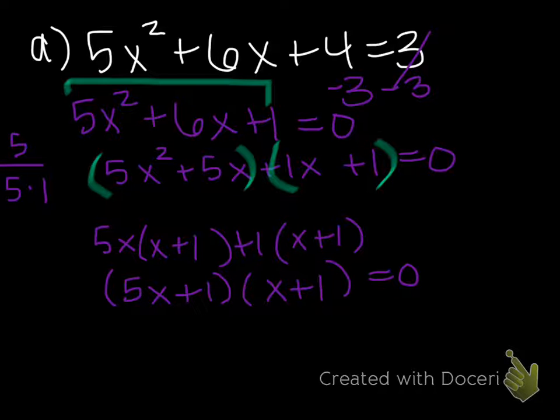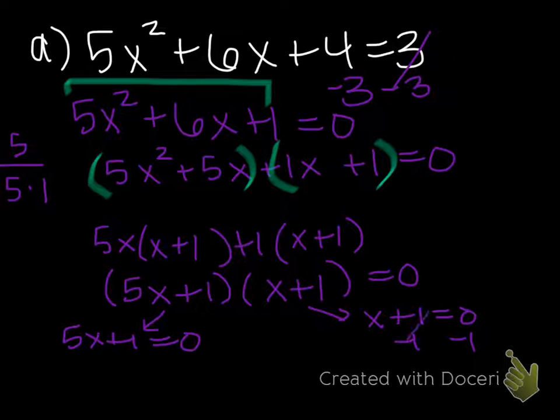So the only new part, again, we kind of talked about this in the last set of notes, is that whenever there's an equal sign, and the directions say solve, or find the x-intercepts, or find the zeros, any of that lingo, that means you need to set your binomials equal to 0. So I'm going to say 5x plus 1 equals 0, and x plus 1 equals 0. And now I just solve for x.